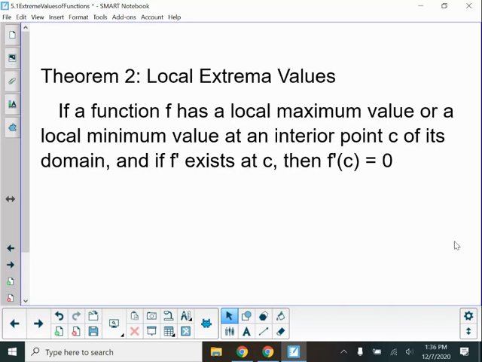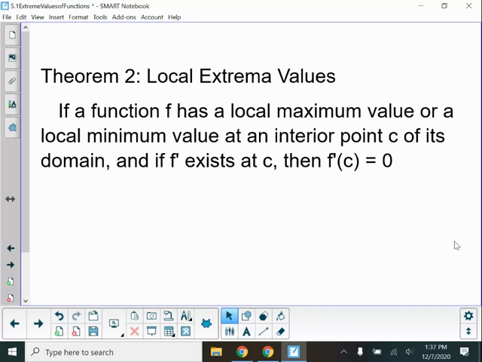So now we have theorem 2, and this one is extremely important. This is going to drive the math that we're going to use to solve for these local extreme values. If your function has a local max or a local min value at some interior point c of its domain, and the derivative exists, so it has to be differentiable wherever c is, then f prime of c is equal to 0.